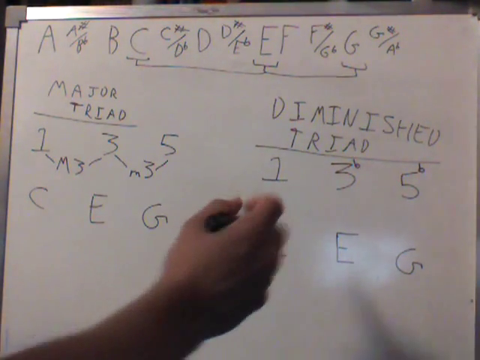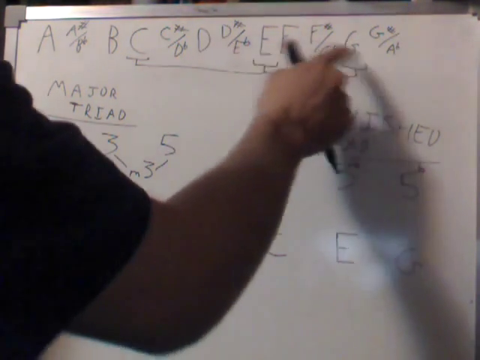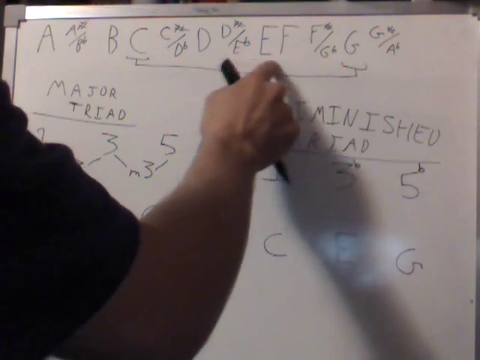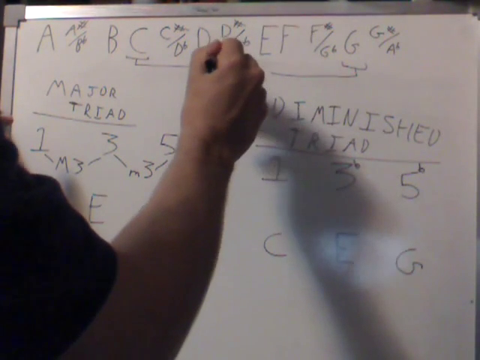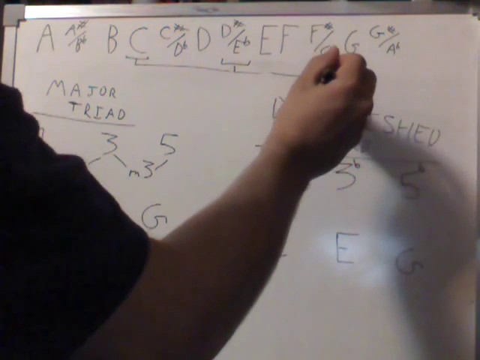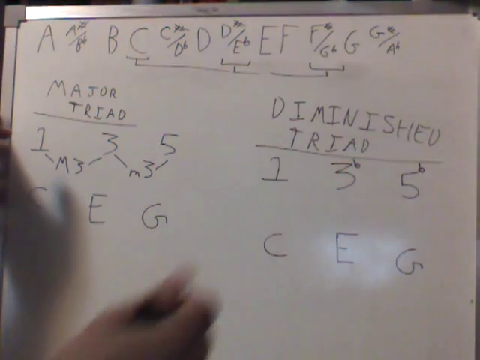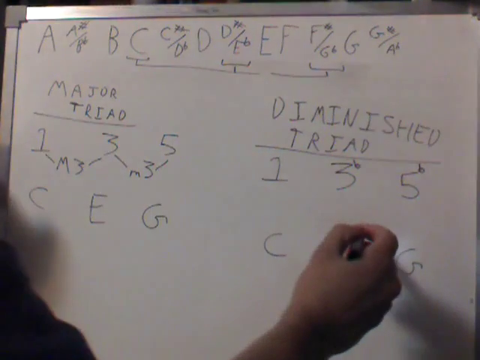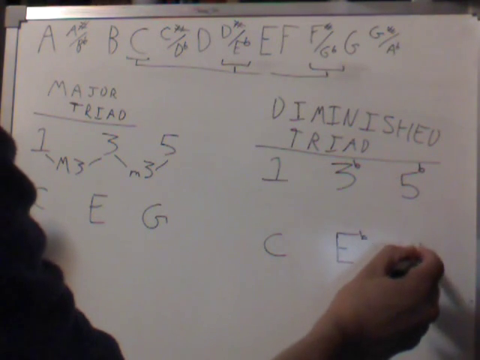Now, so this time, both of these notes change. This E is now what? An E flat again. And this G is now a G flat. Okay, so now we have an E flat and a G flat.